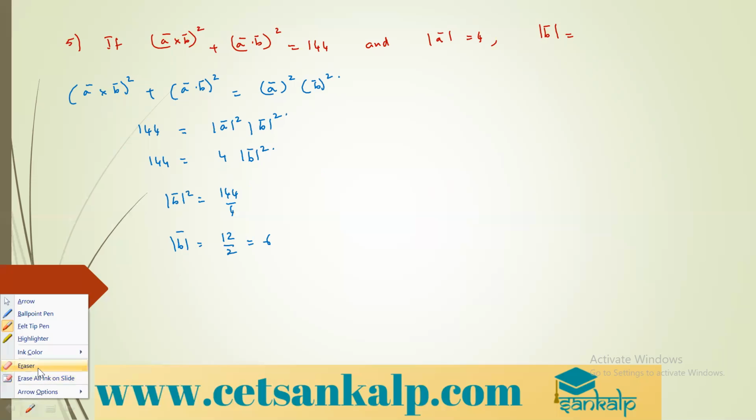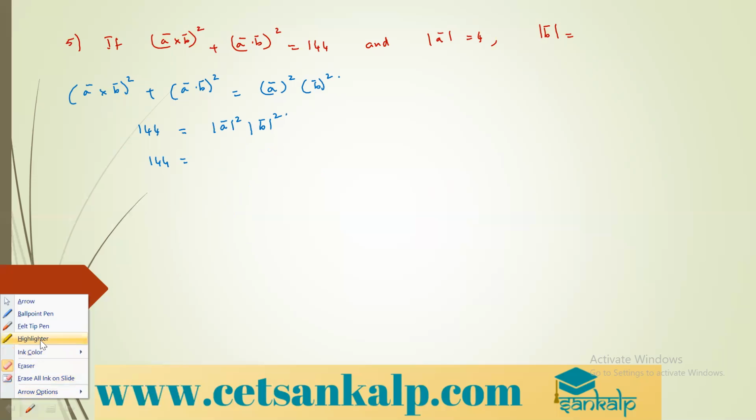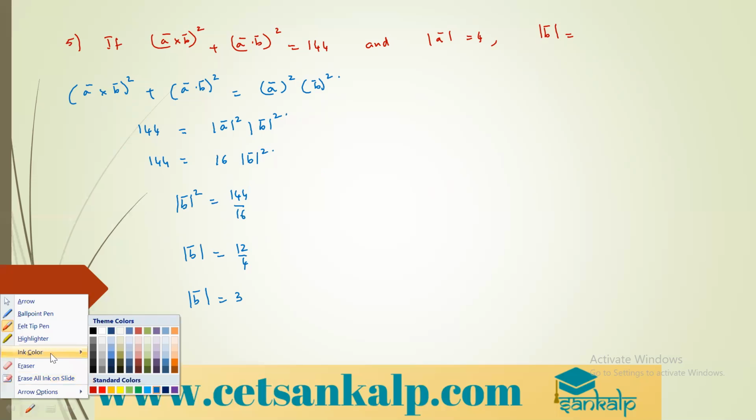Sorry, one mistake I made here. I did not square it, and that's why I'm not getting the options. What I mean is magnitude of A square is 16 into magnitude of B square. So magnitude of B square is 144 by 16, or magnitude of B is 12 by 4. That means magnitude of B will be 3. That is only the small mistake. You can correct it.